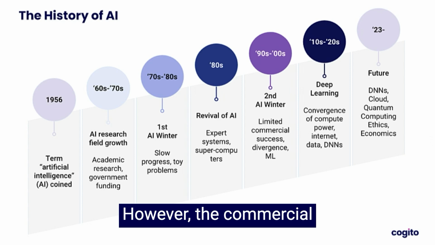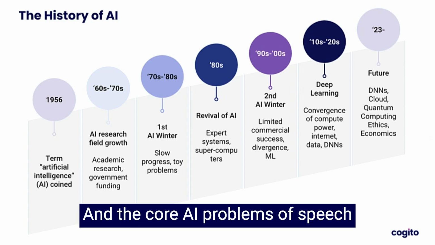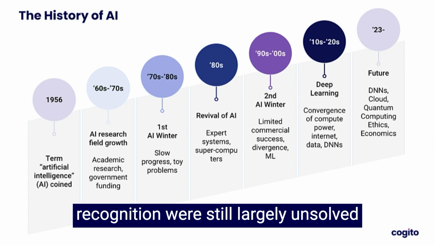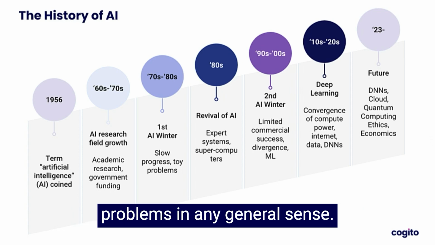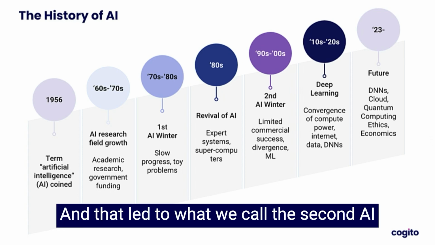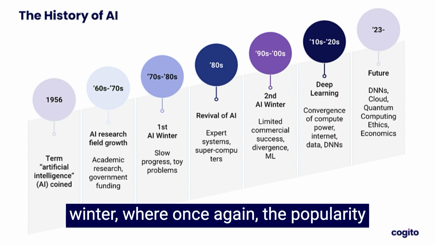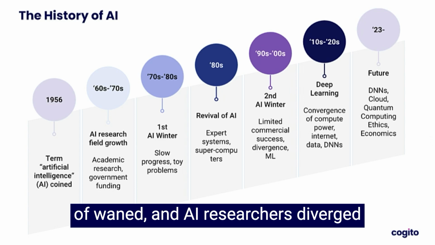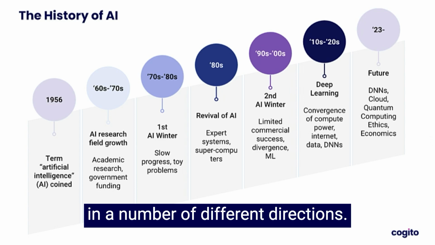However, the commercial success was limited, and the core AI problems of speech recognition, computer vision, and face recognition were still largely unsolved problems in any general sense. And that led to what we call the second AI winter, where once again, the popularity of the term artificial intelligence waned, and AI researchers diverged in a number of different directions.